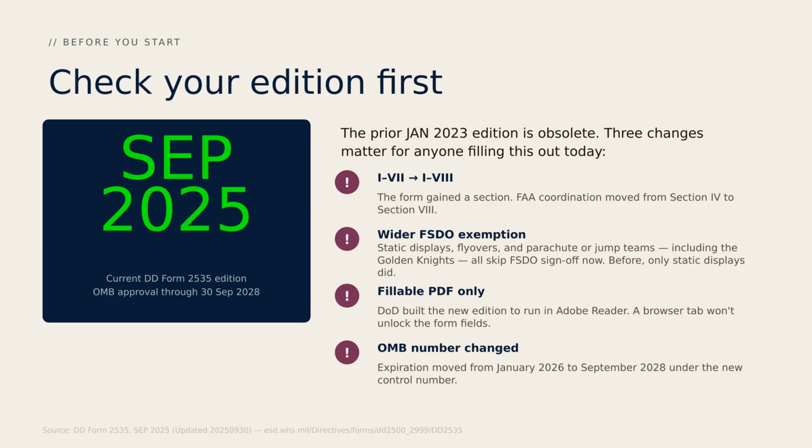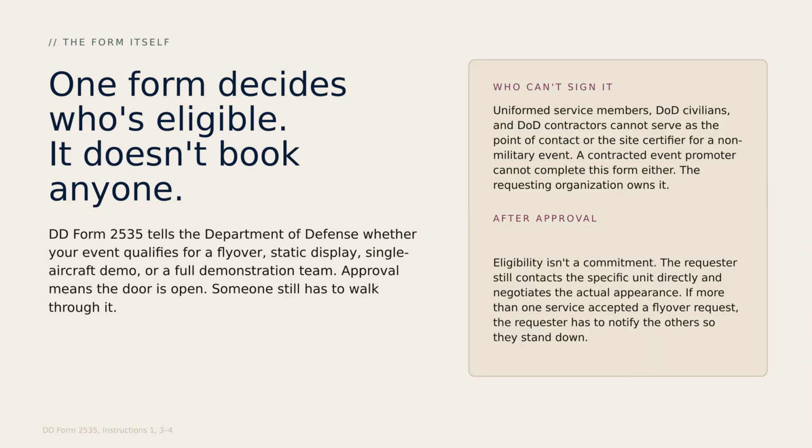The requester has to reach out to the specific unit directly and negotiate the actual appearance. And if more than one service accepts a flyover request for the same event, the requester is on the hook to notify the others so they can stand down.